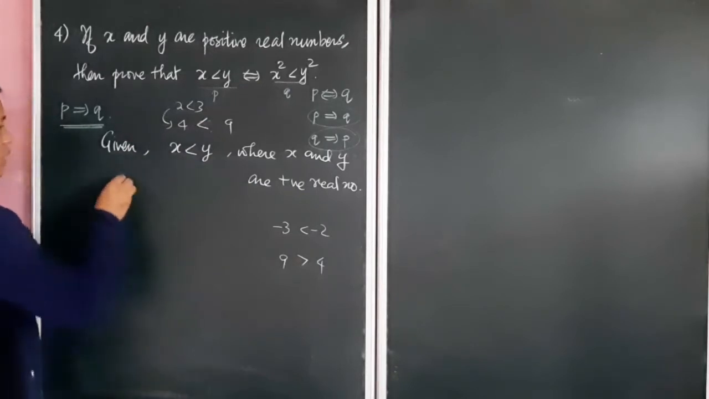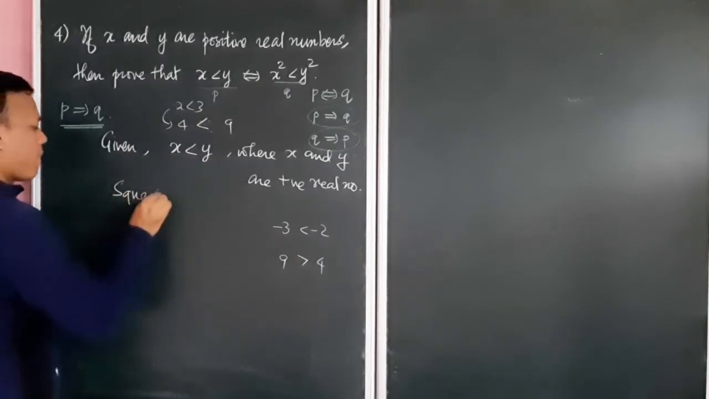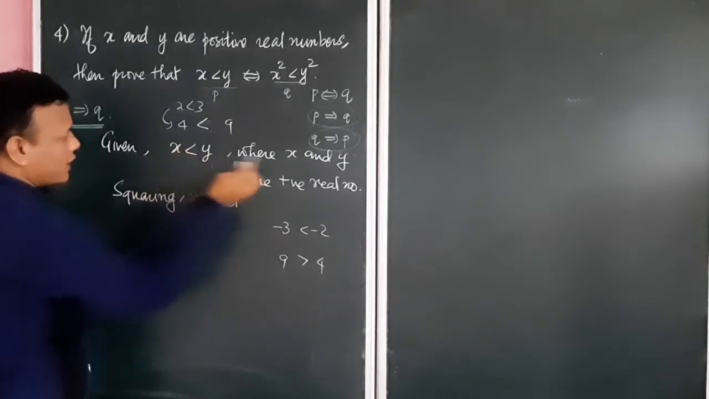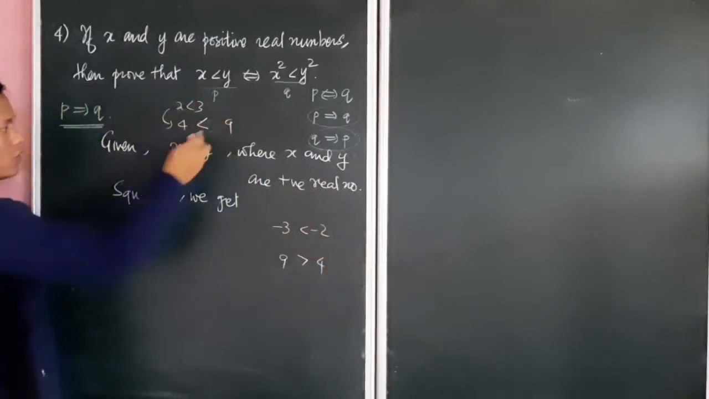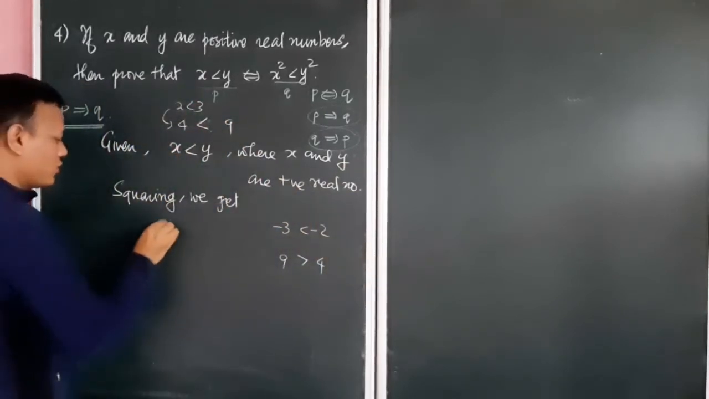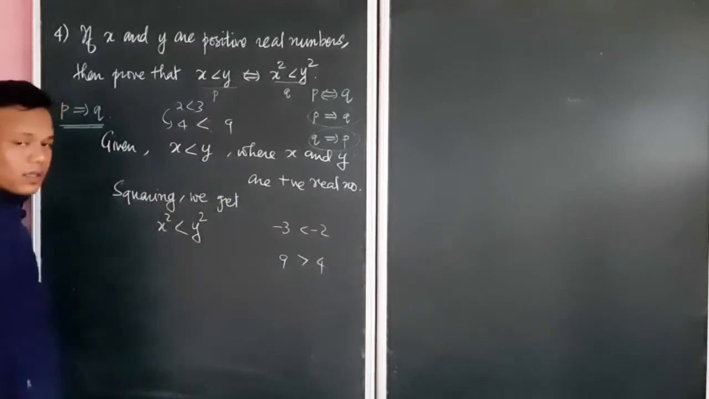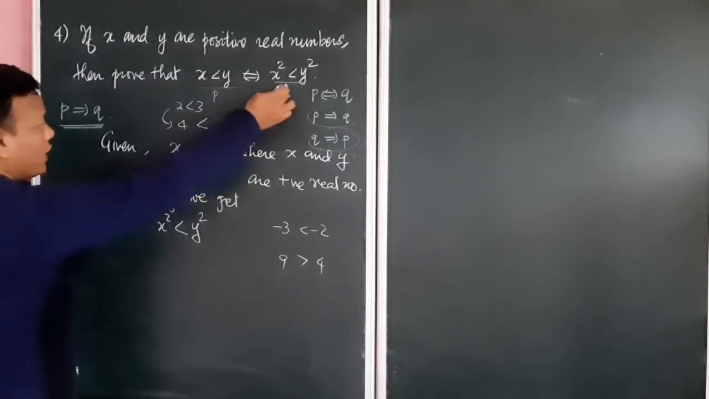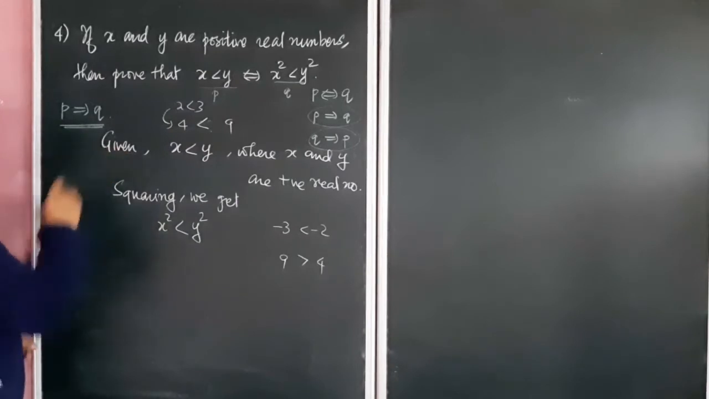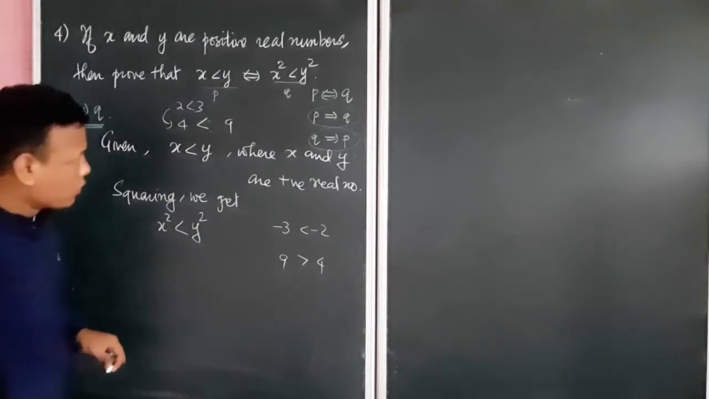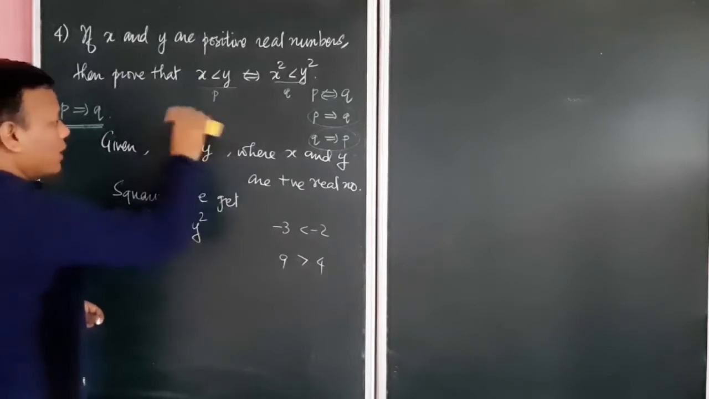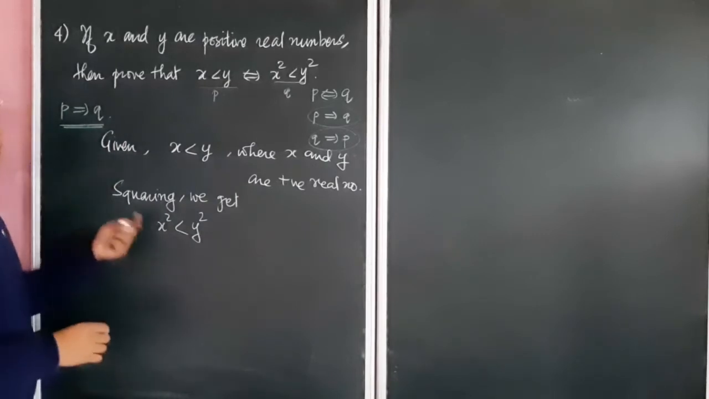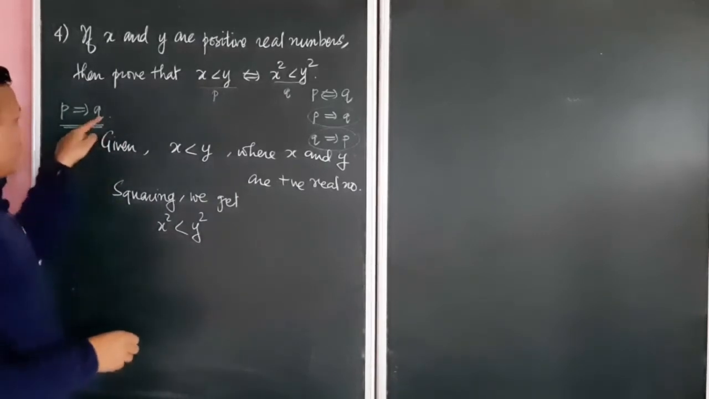So after squaring, what do we get? As it is said that x and y are positive real numbers, after squaring also the sign will not change. So we will get x square is less than y square. That's the meaning of this, and that's what we wanted to show here, right? So we have shown this part, that is P implies Q. Now let us work backward. Please remember, all this has to be done in the rough part. You cannot show these numbers in your proof. So let us prove the opposite part, that is Q implies P.